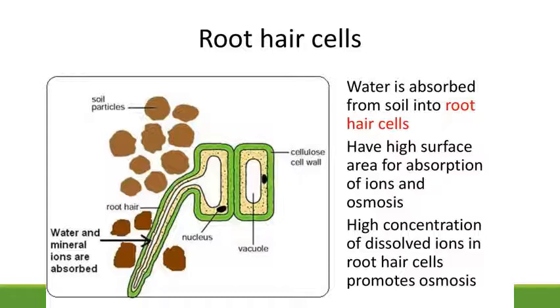And they also have a high concentration of dissolved ions in their root hair cells. So as we saw before with the semi-permeable membrane in the beaker, if I had a lot of things inside one of the sides, all my water would rush over to try to change that concentration gradient. And so that benefits the plant because then it will help the water go inside the root cell.